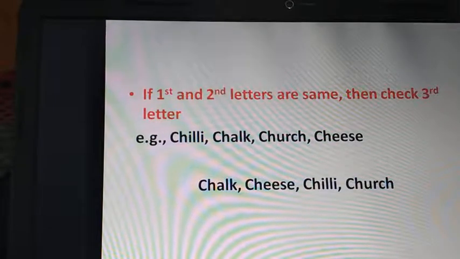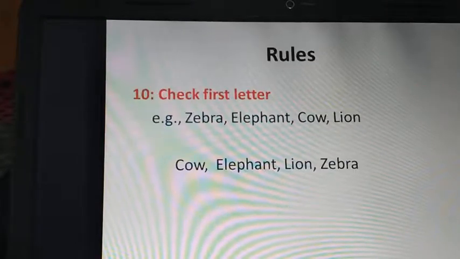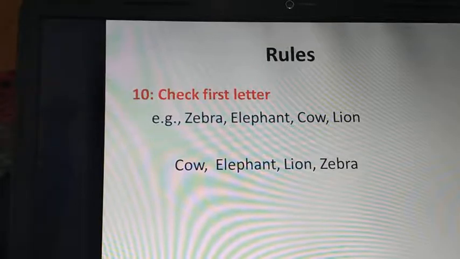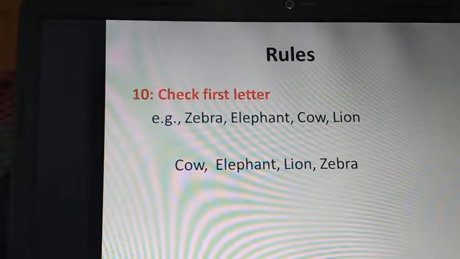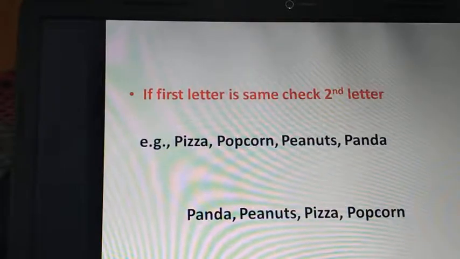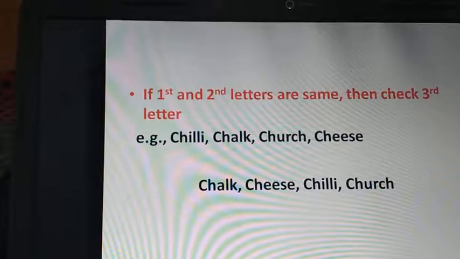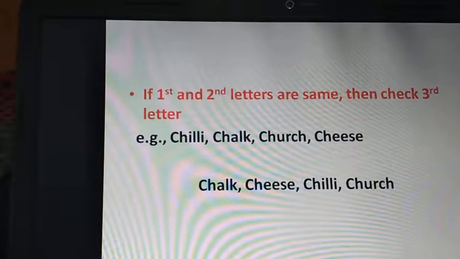I hope you properly understood these rules of alphabetical order. I will revise. If you are provided a set of words and you have to arrange them in alphabetical order, you will first check the first letter, then arrange the words in alphabetical order accordingly. If the first letter is the same, check the second letter. If the first and second letters are the same, then check the third letter.